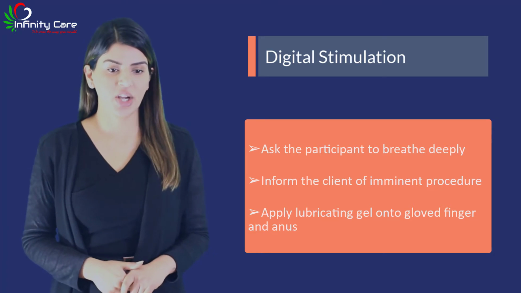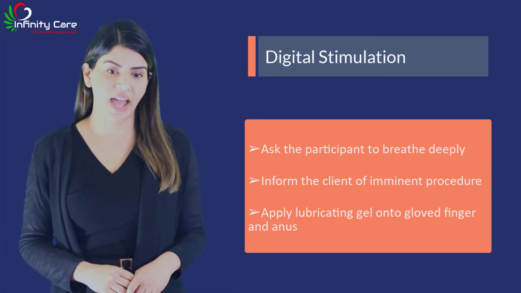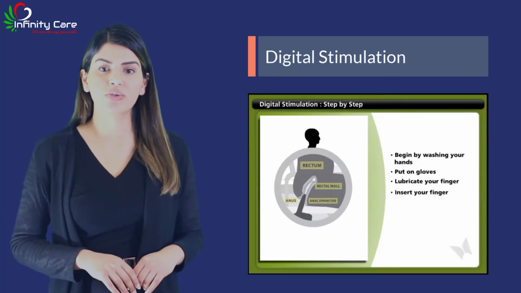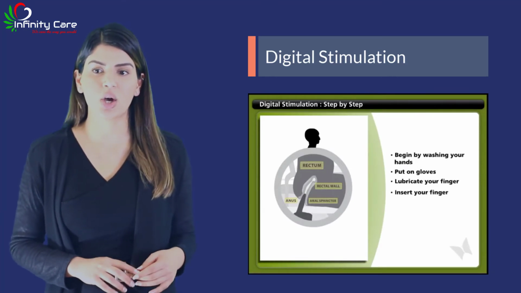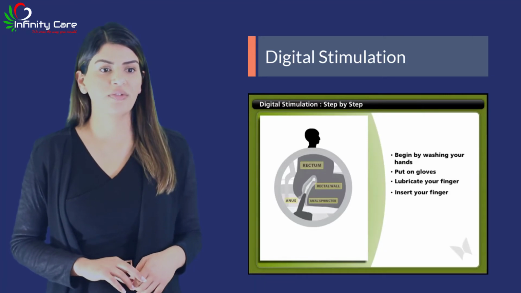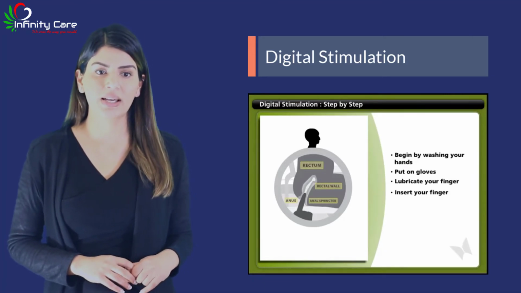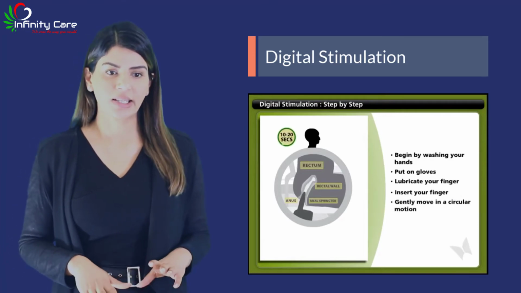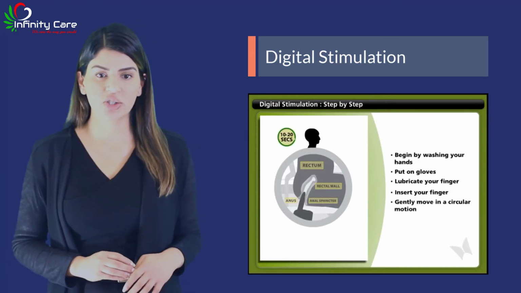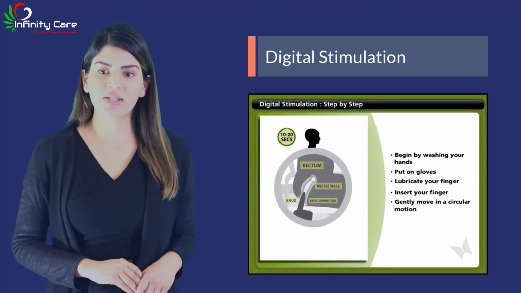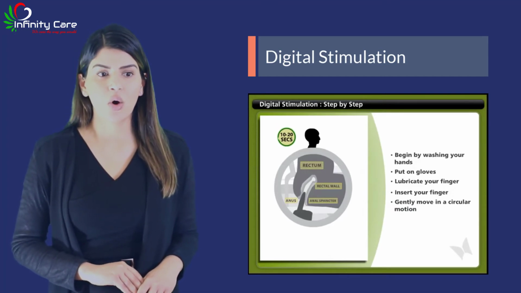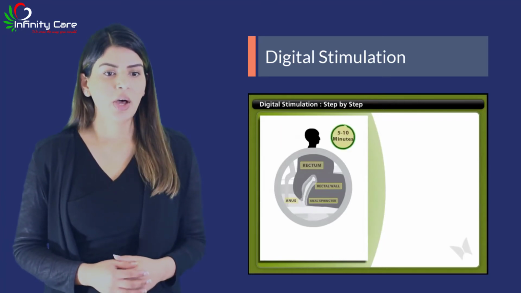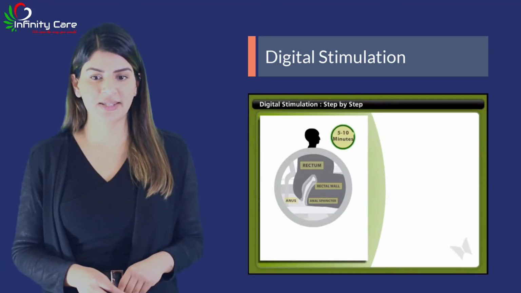Apply the lubricant gel onto gloved fingers and the anus. Gently insert a single gloved finger into the rectum up to the second joint only. Turn the finger so that the padded area is in contact with the bowel wall throughout. Gently rotate in a clockwise direction 6 to 8 times for approximately 15 seconds or until a relaxation of the sphincter is felt. Observe the participant throughout the procedure.